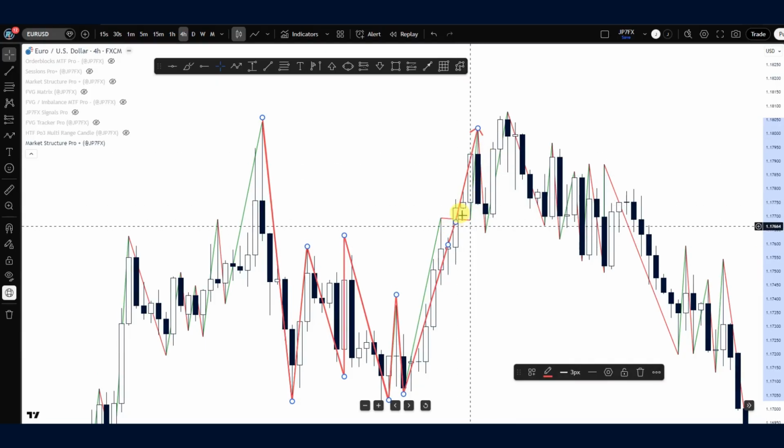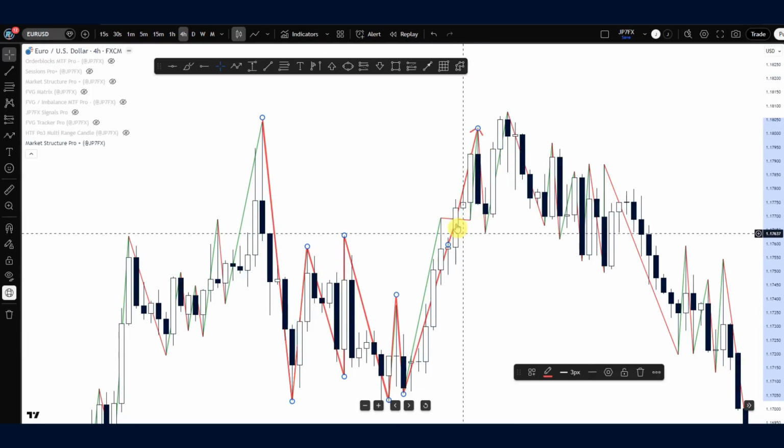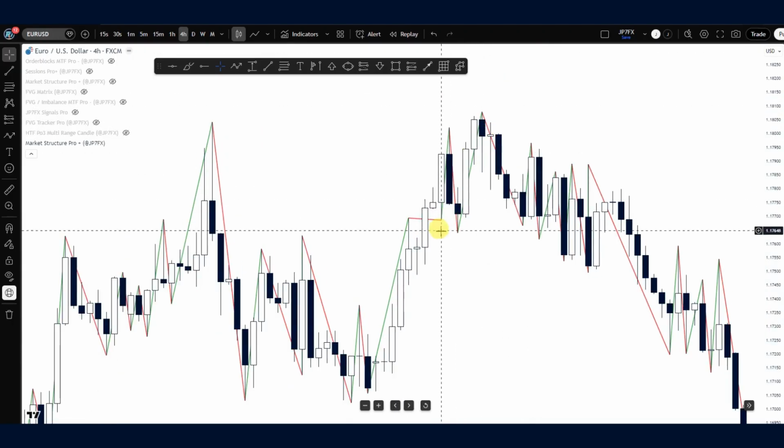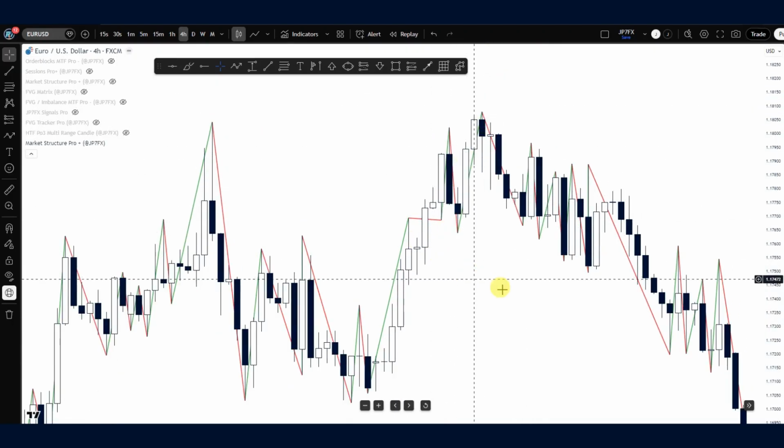So if you do see ones like that, you could literally just say, okay, I'm going to ignore that. But if you actually notice, it comes down into this fair value gap through here and then reacts going up. Bear in mind, this is on a 4-hour chart, so you can look at trades going into that.